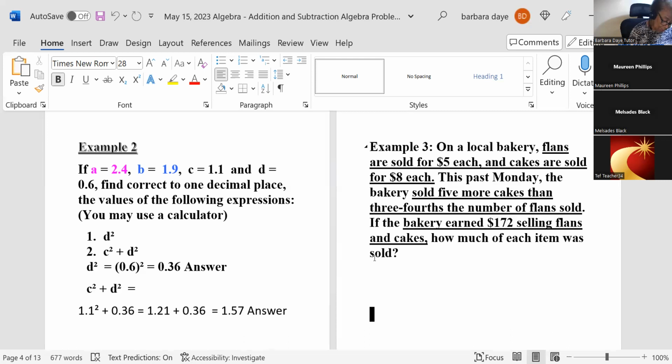So the price of each flan times the number of flans is equal to how much you made from the flans. Well, the flan is $5 each, and the cakes are sold for $8 each. What's the flans? $5, right? 3/4 plus 5, you get 3/20. I don't know. I must have figured this out wrong.